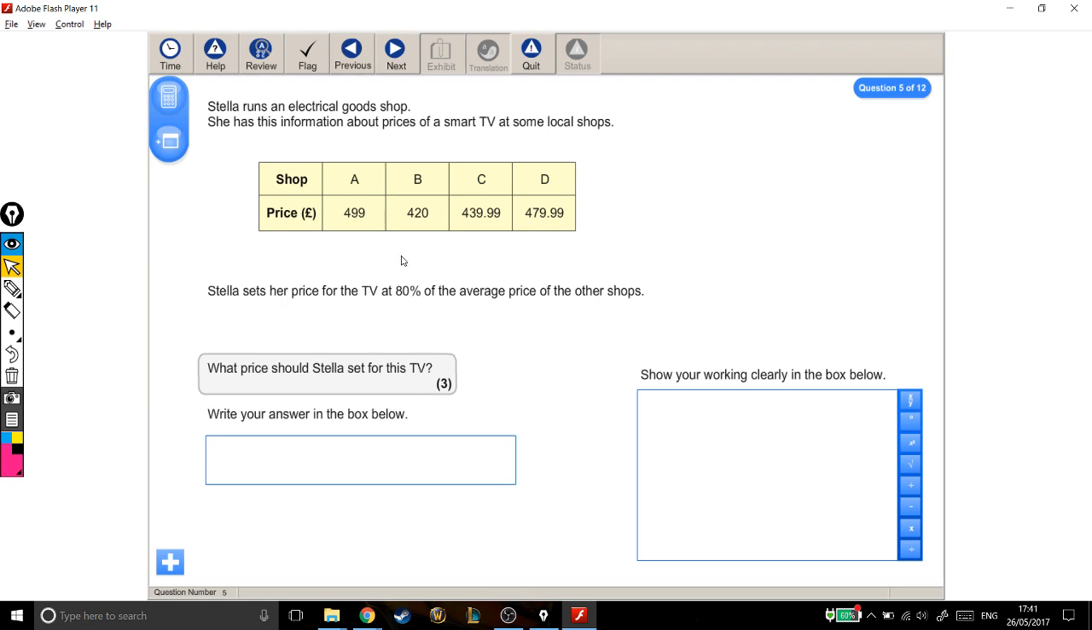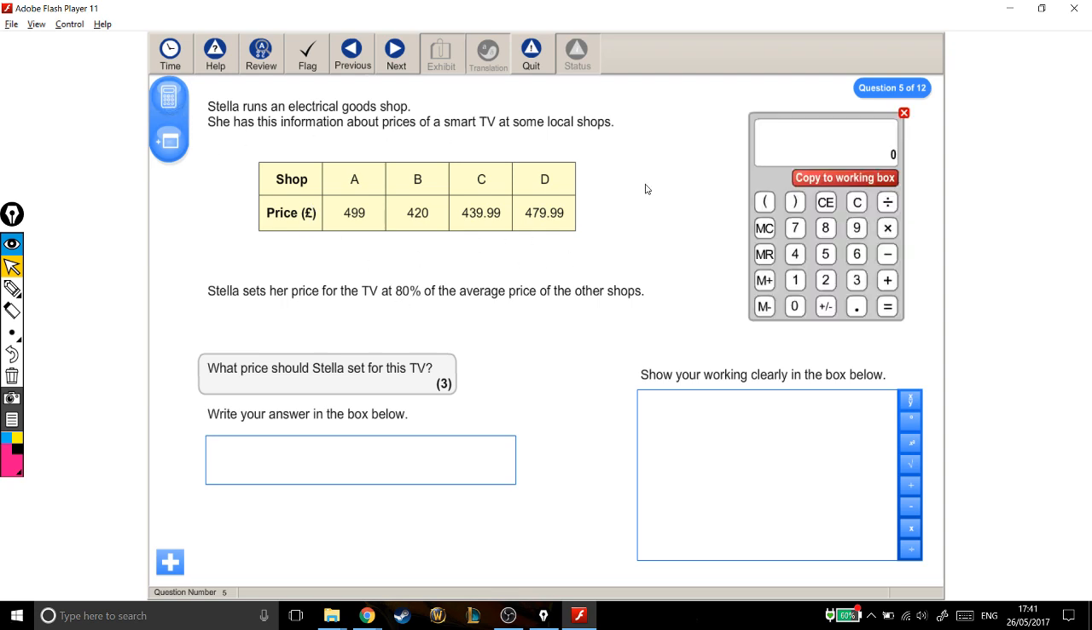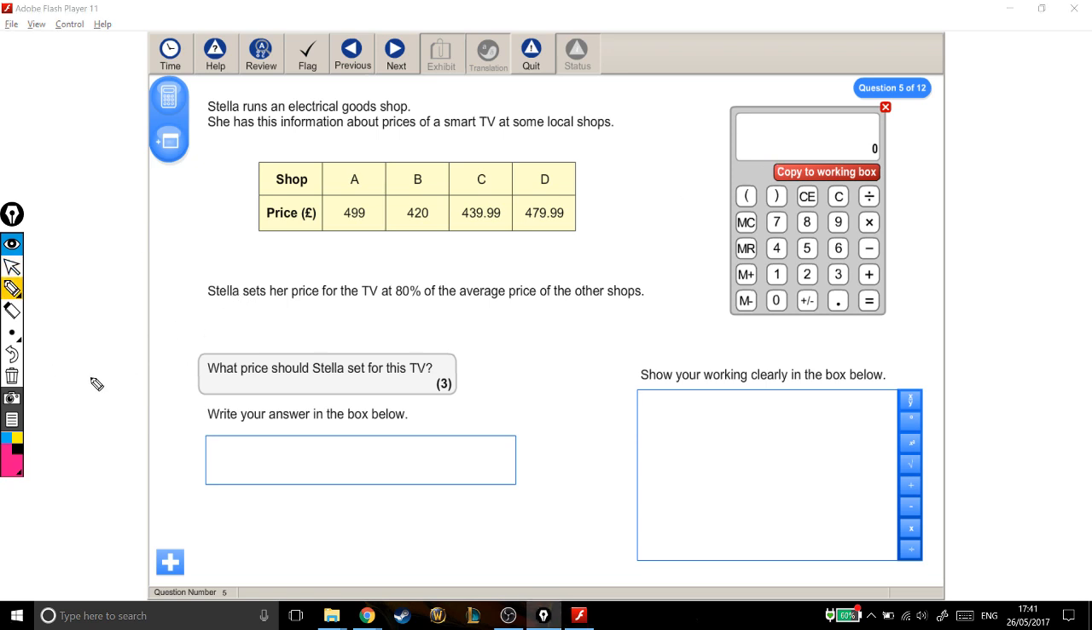So what I need to do is I need to work out the average price of all of the shops and find 80% of that. I'm going to add up... Now let's talk about what average means first. If I want to find an average, I'll write this over here. To work out an average, you add everything up and you divide by how many there are. So if you wanted to work out the average age of a group of people, you'd add up the ages of every person there and divide by how many people you ask. Here I'm going to add up the price of each TV and divide by how many shops are selling it.